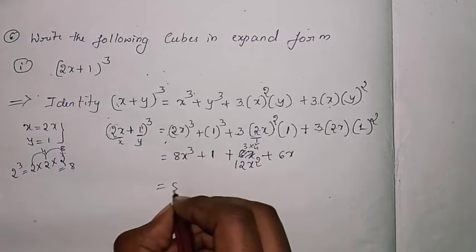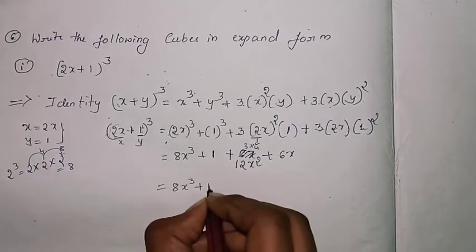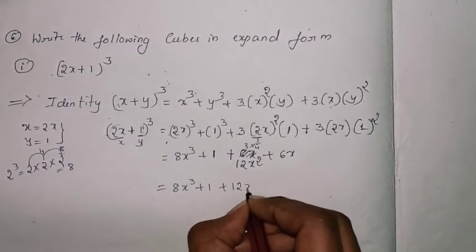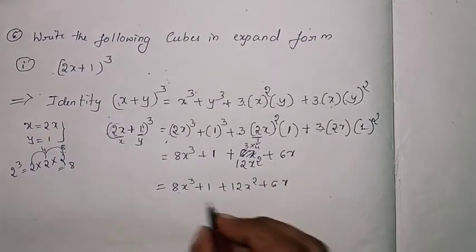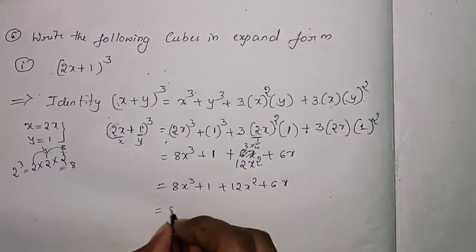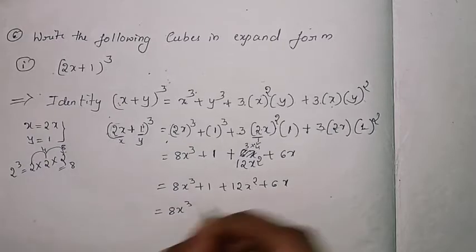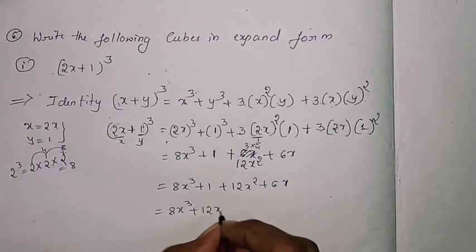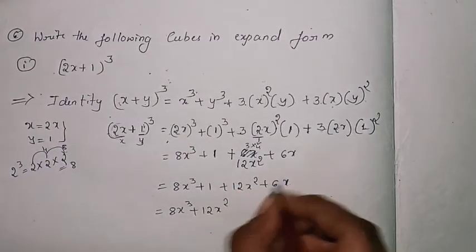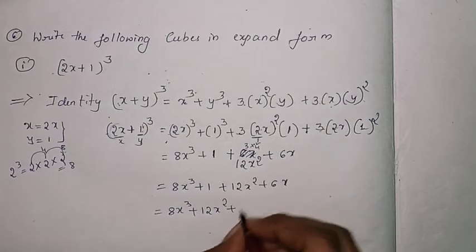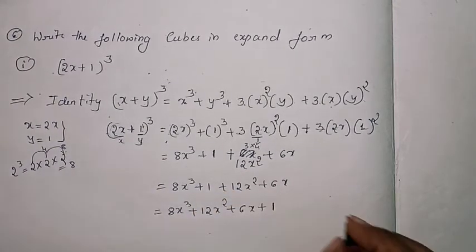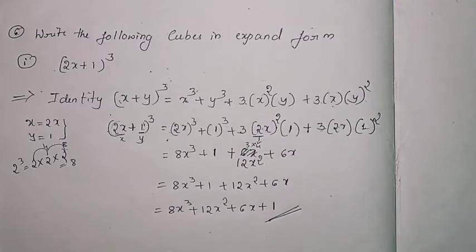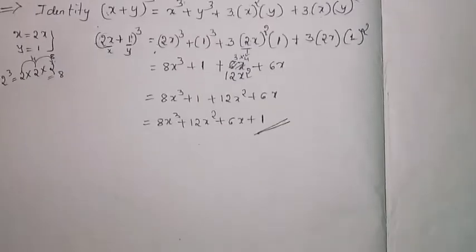So our answer I will write 8x cube plus 1 plus 12x square plus 6x. So I will arrange in a proper order. Cube term must and should be at the first. Now the second term, that is 12x square, the square term. After that the 6x term, that is 6x. Last our constant term, that is 1. So this is your required answer.